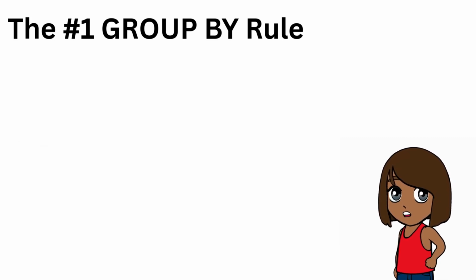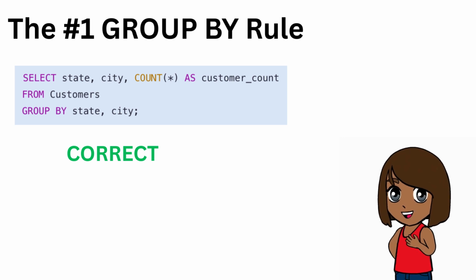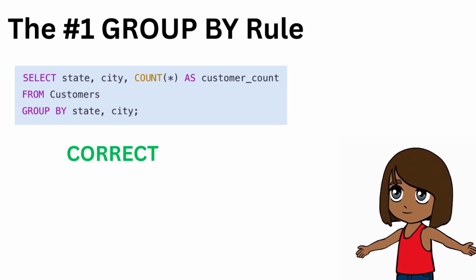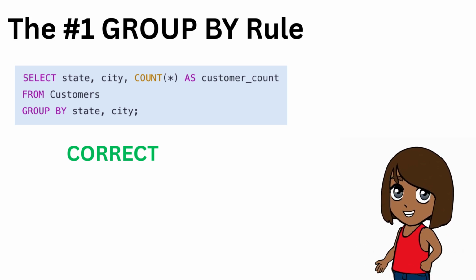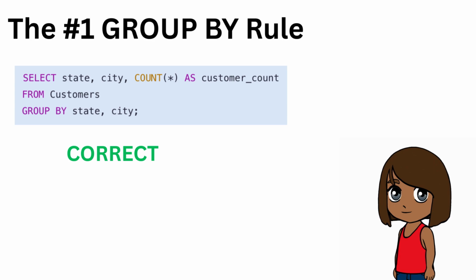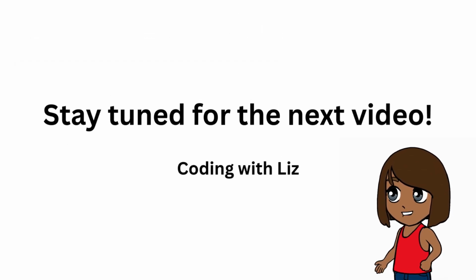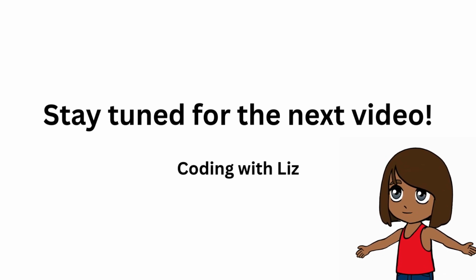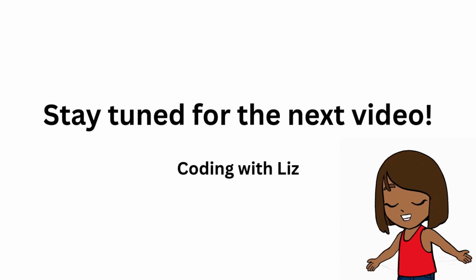To fix this, we can use the following query. Select state, city, count as customer underscore count. From customers, group by state and city. To summarize, group by groups similar values together. Aggregate functions summarize each group, and every selected column must be grouped or aggregated.